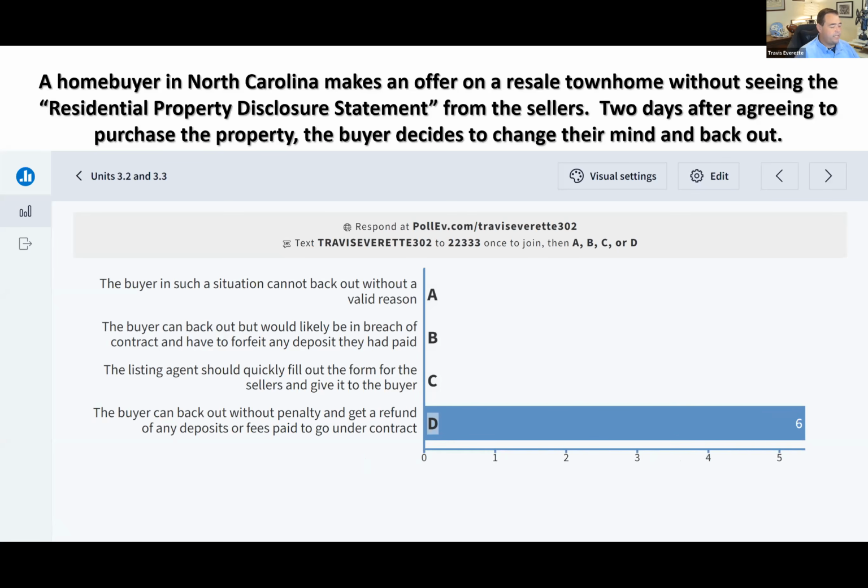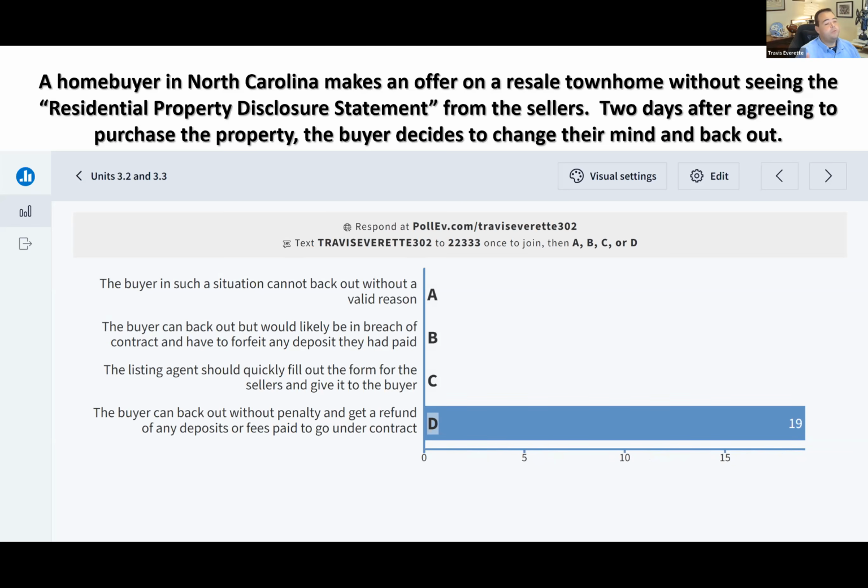Which one of these answers do you think is the correct answer in this situation where a home buyer makes an offer on a resale townhome without seeing the residential property disclosure statement from the sellers? So the first thing you have to ask yourself, and I'll just talk about this while you're answering still, is does the law apply? Is a townhome residential? What do y'all think? Yes, there you go. Janet, you're echoing again, so your microphone's working again. So yes, townhomes are residential, no doubt.